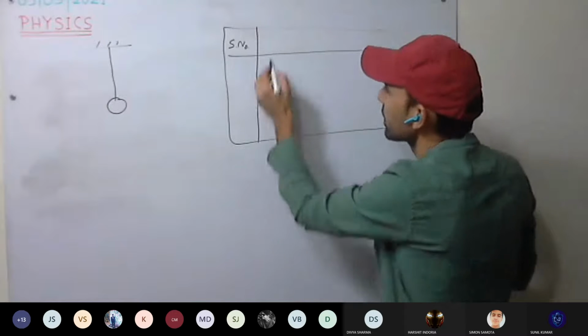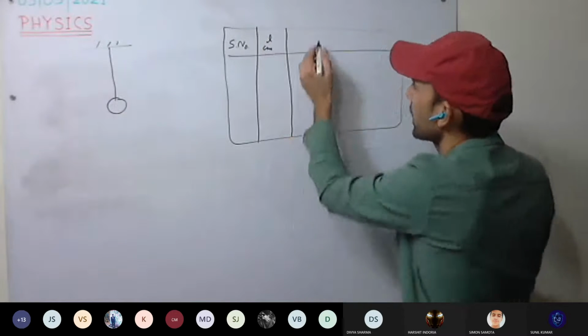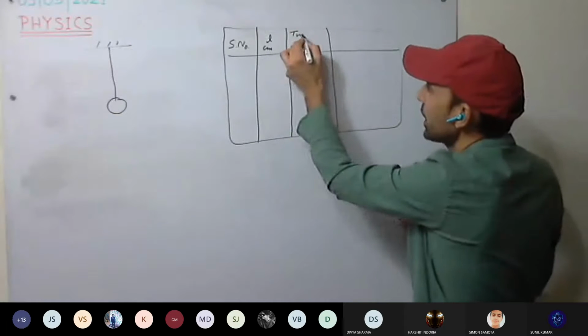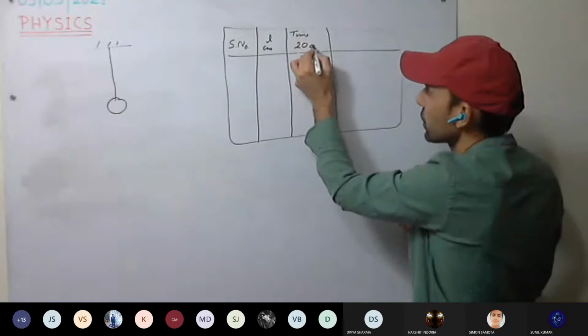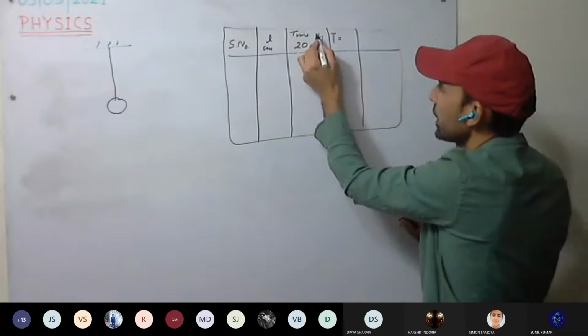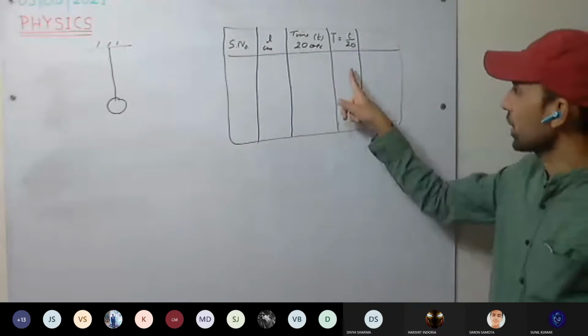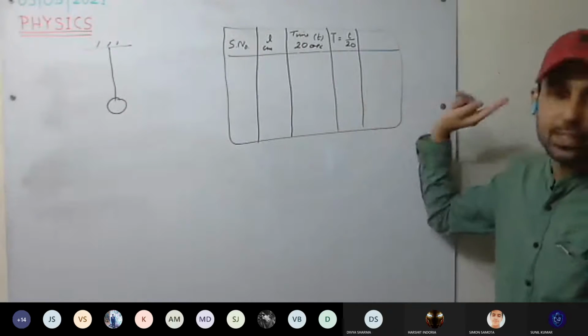Next, length in centimeters we are taking. Next, time taken to complete 20 oscillations. Then time period will be how much? This will be t by 20. Time period means to complete one oscillation we have to calculate. This will be our time period. This we will see afterwards.